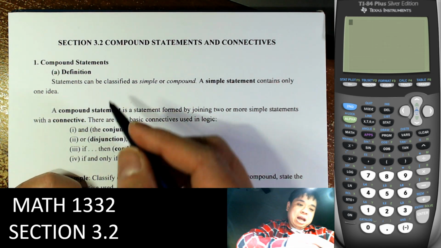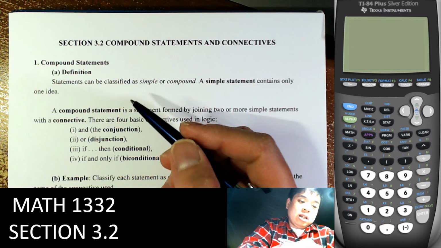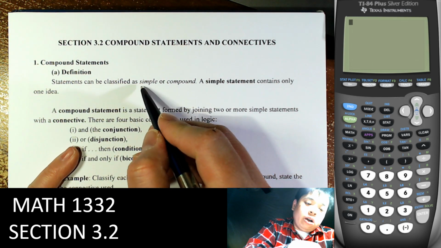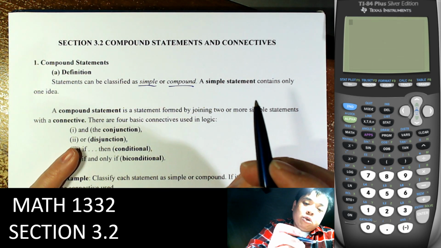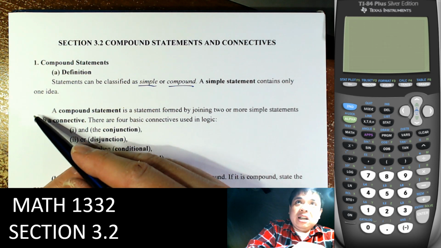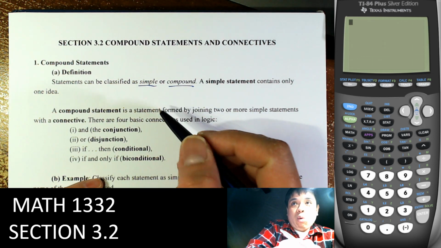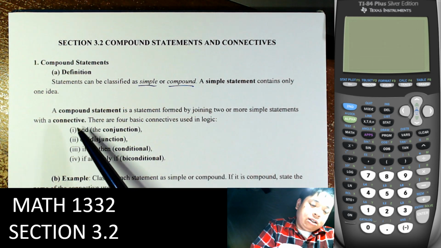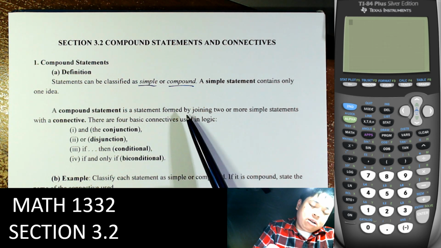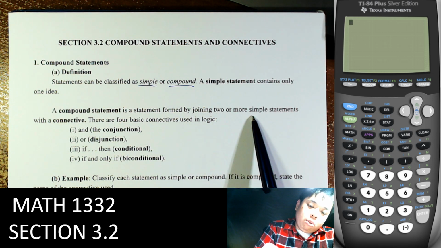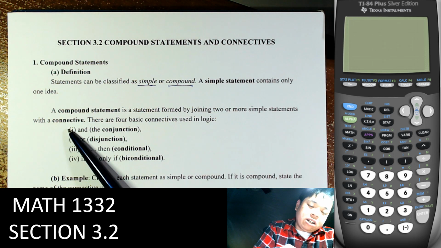Statements can be classified as simple or compound. A simple statement contains only one idea, and a compound statement will have more than one idea. A compound statement is one that joins two or more simple statements with a connective.